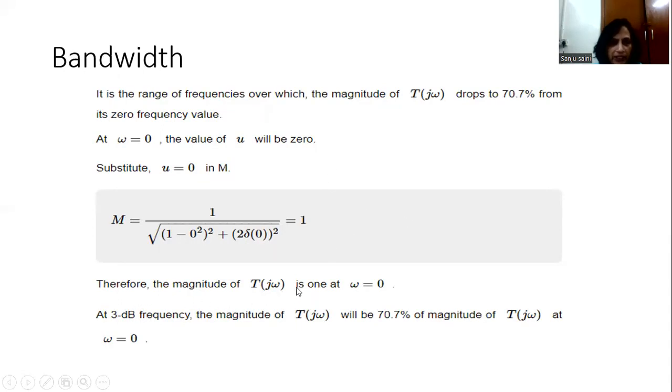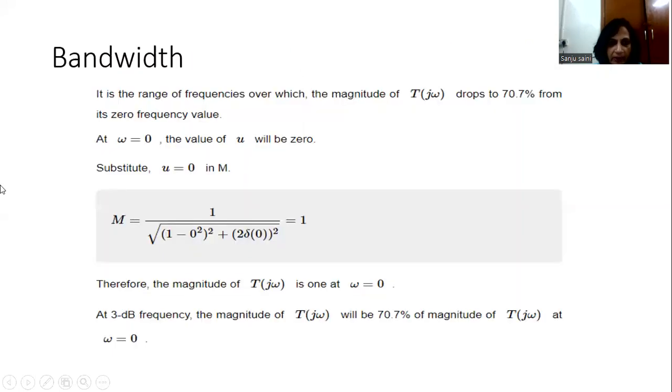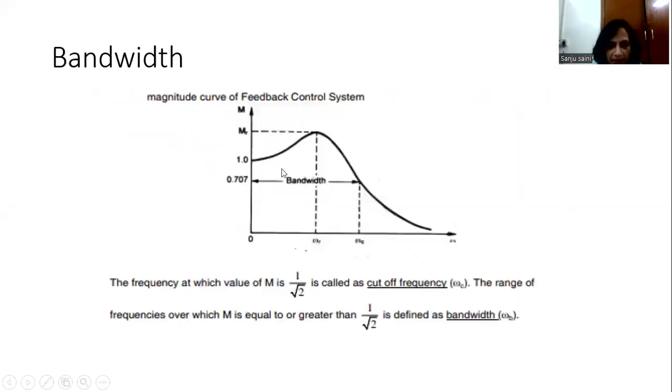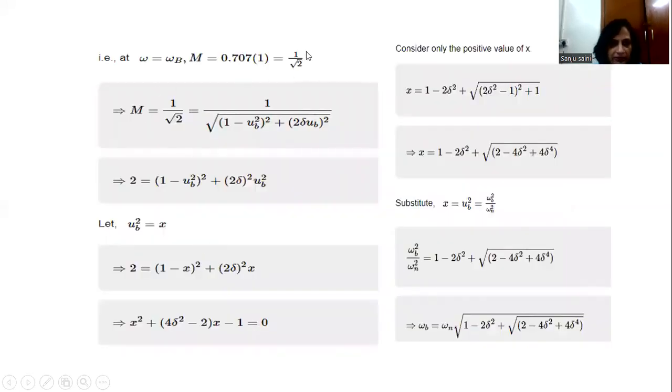Therefore, the magnitude of T(j omega) is 1 at omega equal to 0. At the 3 dB frequency, the magnitude of T(j omega) will be 70.7% of the magnitude of T(j omega) at omega equal to 0. So it will become equal to 1 by root 2. So M is equal to 1 by root 2 when omega is equal to omega b. What is omega b? You can very well see from here. This is the bandwidth. So this is 0.707. This is omega c equal to omega b. This we have calculated. This is 1 by root of 2. So when omega is equal to omega b, then M is equal to 1 by root of 2.